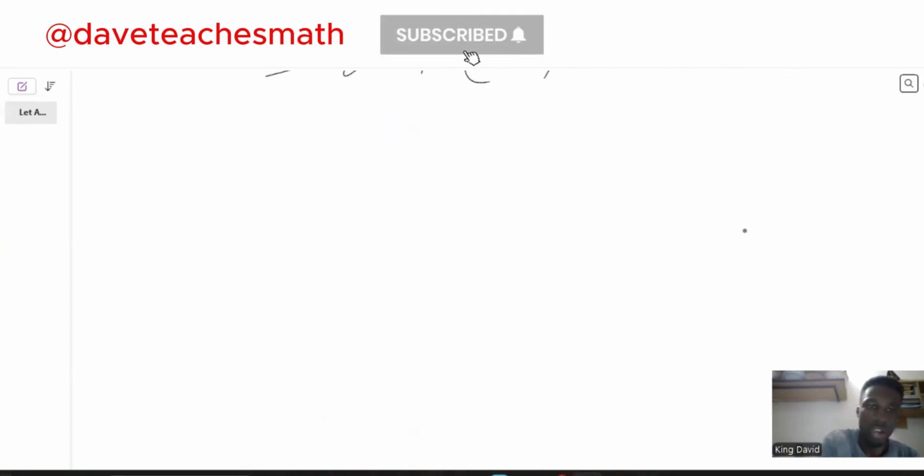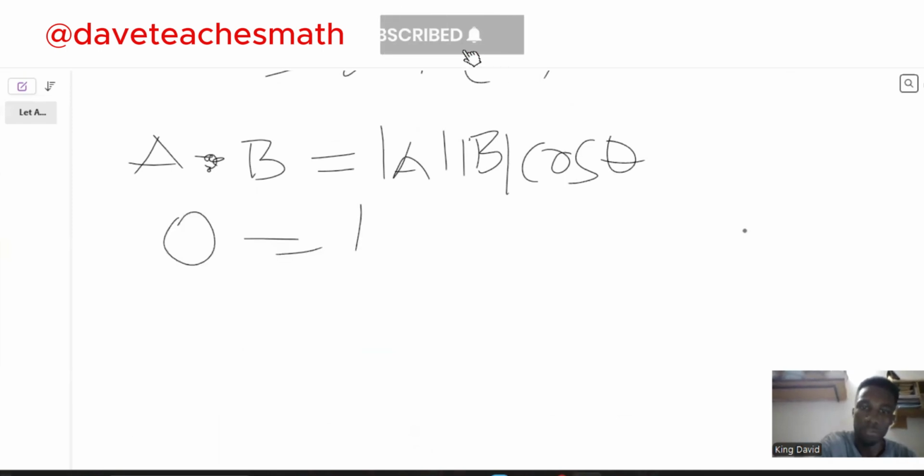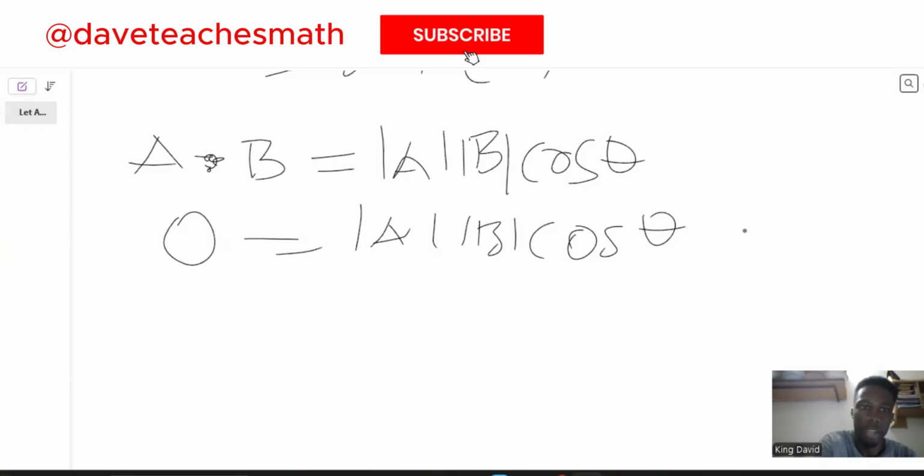Okay, so now in the geometric form, we know that A dot B is equal to magnitude of A, magnitude of B cos theta. Now we just computed A dot B, which gave us 0. So we have magnitude of A, magnitude of B cos theta. So now we have to find the magnitude of A and the magnitude of B.